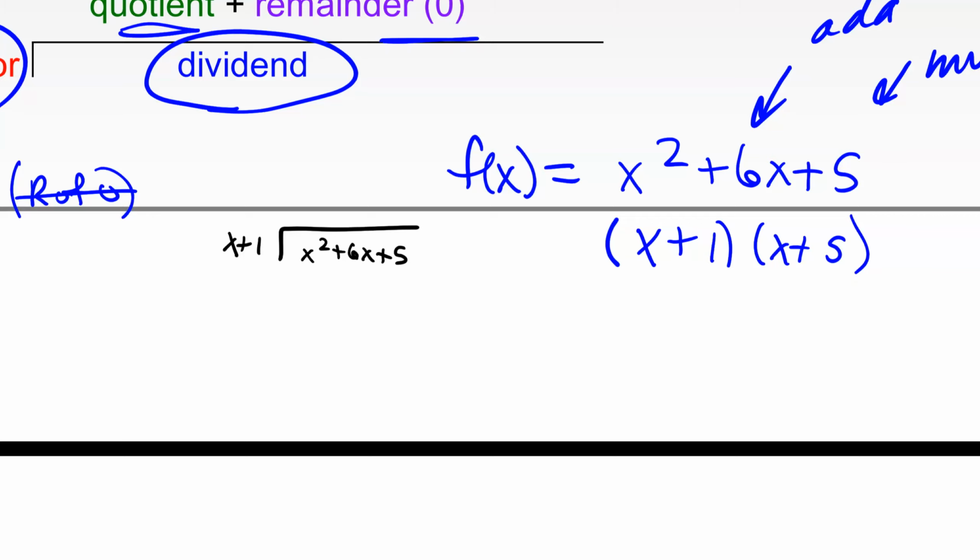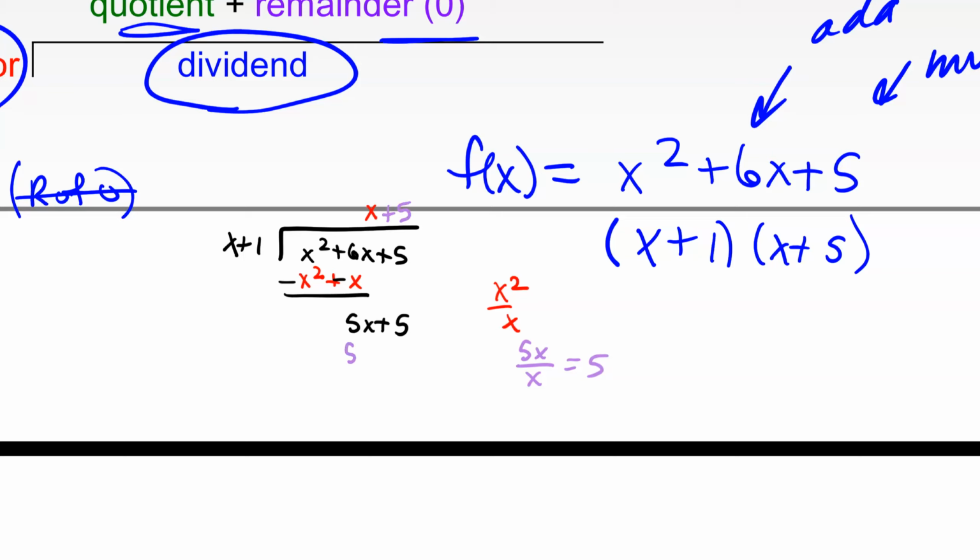I'm just trying to show you what this means. So we can go through and divide, right? x squared divided by x is x. Multiply this out. It's not foiling. You're dividing the original problem by x plus 1.